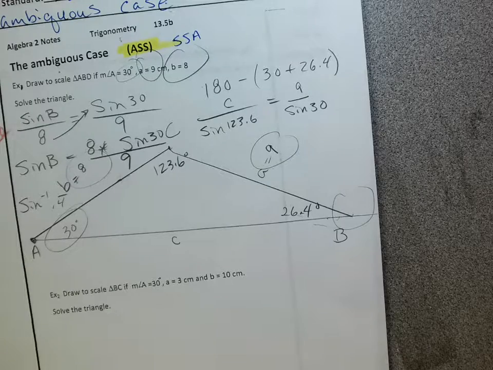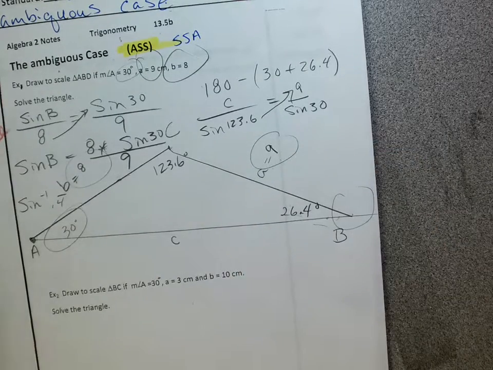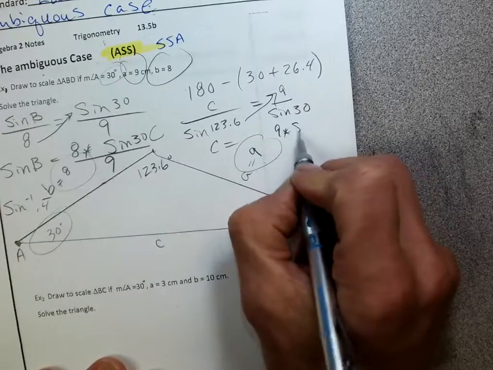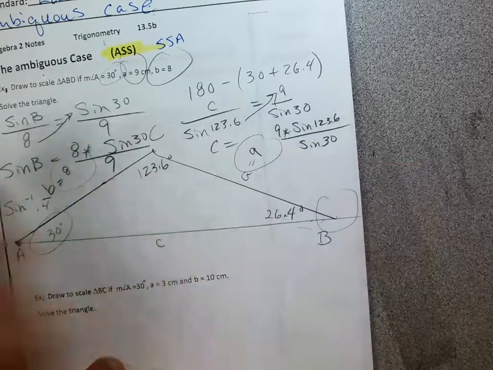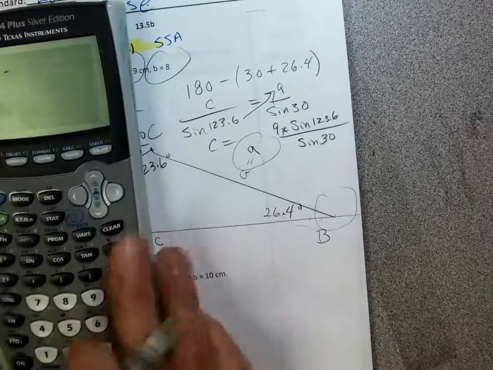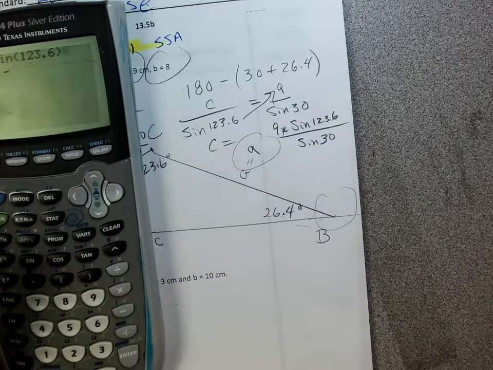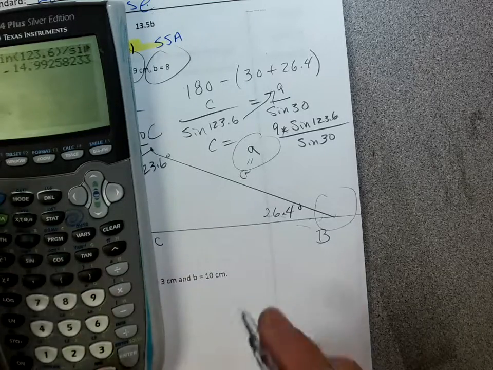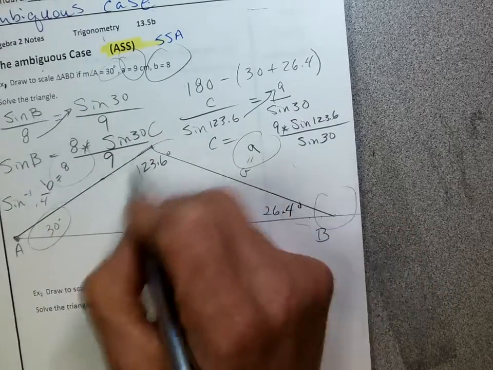How am I doing? Am I going too fast? Okay, am I all right? Multiply that up, right? So I'll have little c is equal to really 9 times sine of 123.6 over sine of 30, and I'm just going to use my calculator. 9 times the sine 123.6, close the parentheses, always close the parentheses, divided by sine of 30, and I get about 15, 14.99, how about 15, okay, so little c is 15, okay, alright, we solved it.